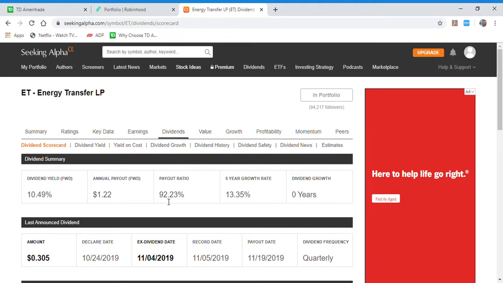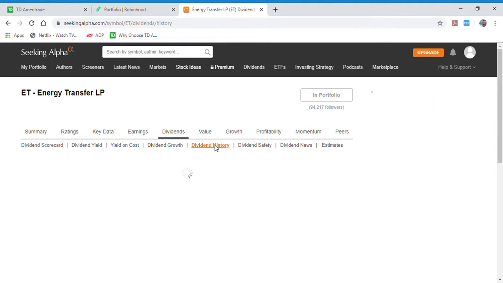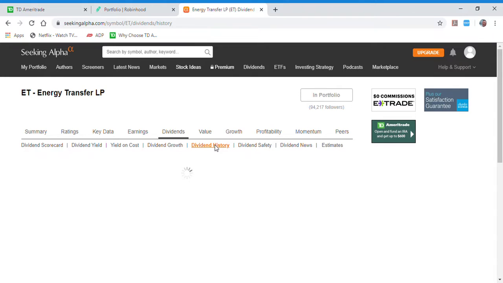Now, here's something I want to tell you about today, the payout ratio. That means they are literally paying out 92.23% of their profit. They've got all this profit coming in, and they're giving 92.23% of it back to the owners, or shareholders, if you will. They have a 5-year growth rate of 13.35%. That's good. It shows that their dividends are projected to go up and have gone up in the past.